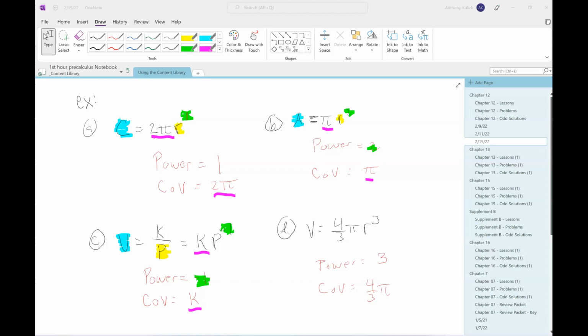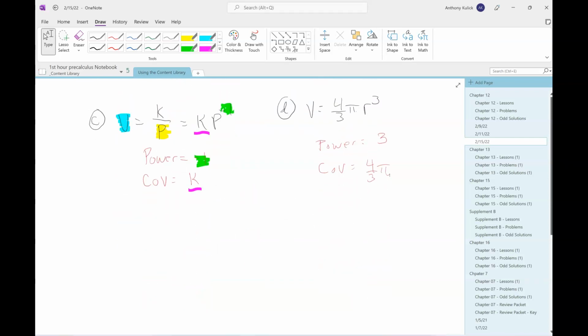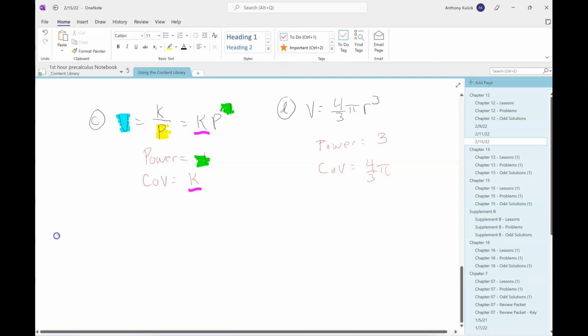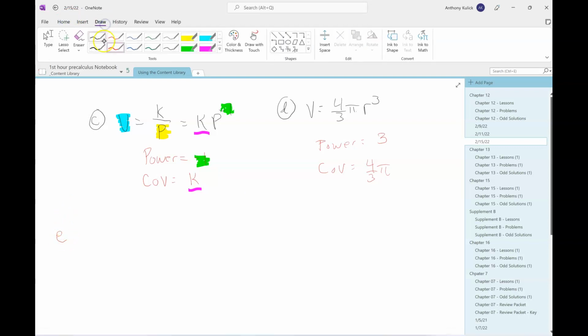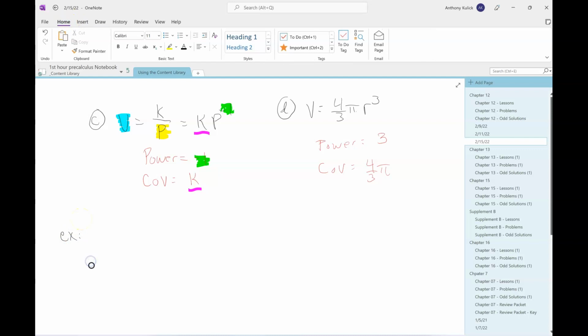All right, what if we ask you to do the reverse? We give you the description of the power function in words, and then ask you to write the power equation.